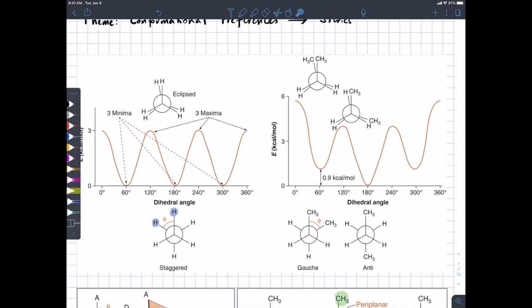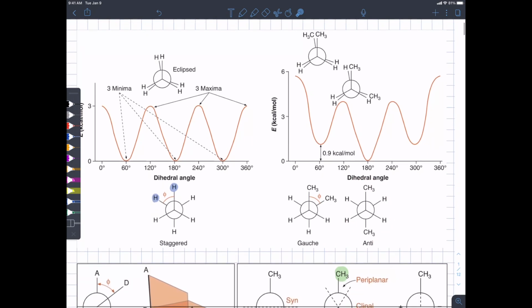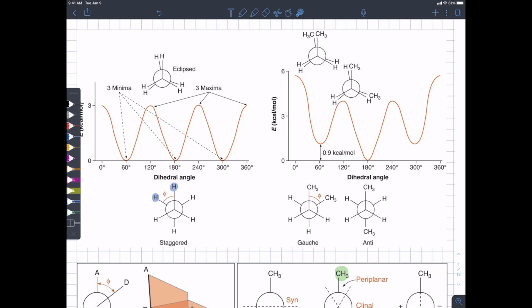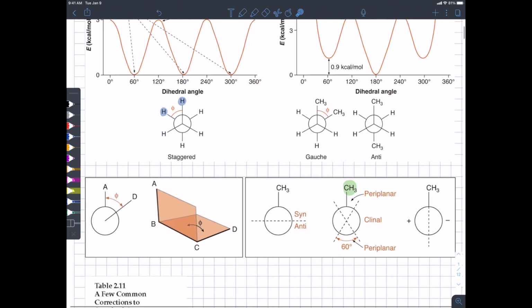Here's butane. What do we need to say about that? You've got two different staggered conformations and two different eclipsed conformations. Having methyl groups eclipsed is worse than having a methyl eclipsed with a hydrogen. And gauche methyl groups, where the dihedral angle is 60 degrees, is worse than having the methyl groups anti to each other. Okay, anything we need to review there? I know I haven't gone through that in a lot of detail. No care, okay, sort of boring.